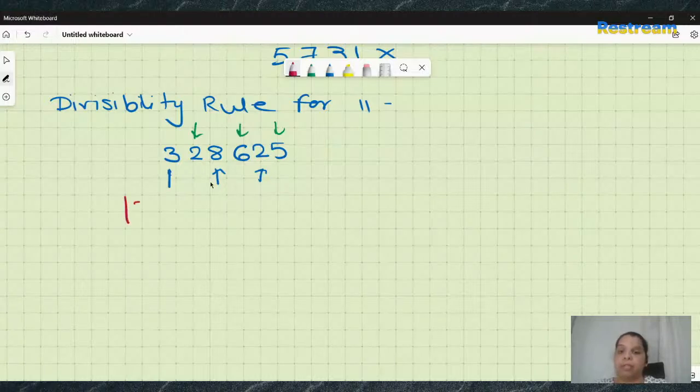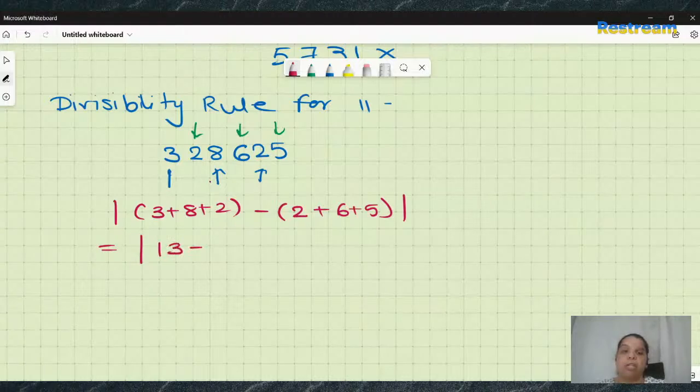So I have the absolute value of 3 plus 8 plus 2 minus 2 plus 6 plus 5. So 3 plus 8 plus 2 is 13, minus 2 plus 6 is 8 plus 5 is 13. So the answer is 0. So this number has to be divisible by 11.